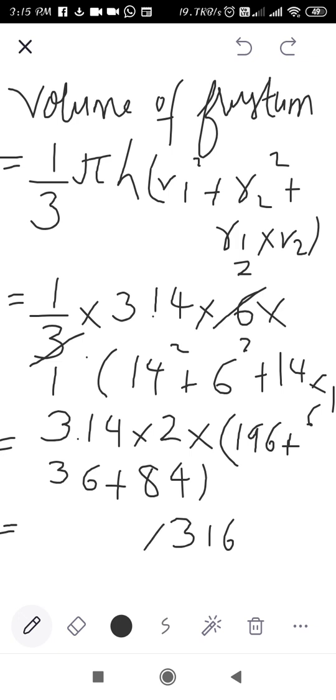So now multiply. 3.14 into 2 is 6.28, right? Now you will multiply 6.28 and 316. Okay. So you will get the final answer.